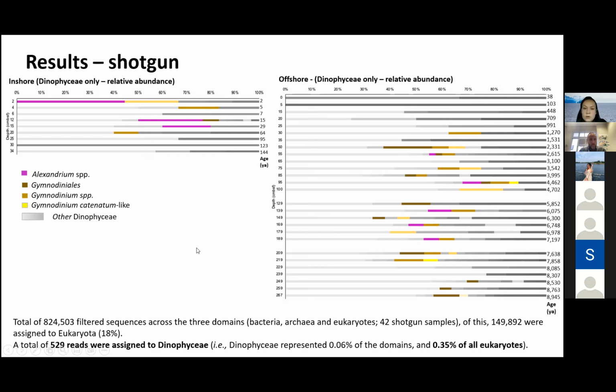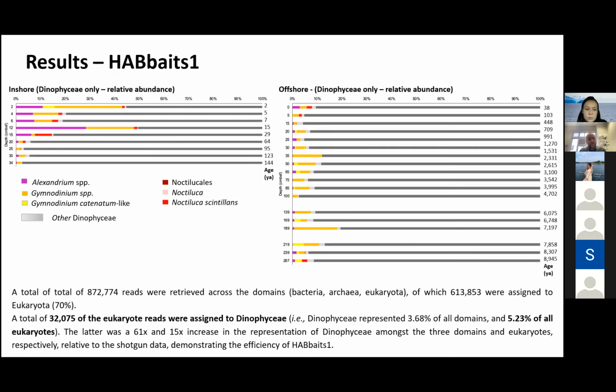When we then go to the hybridization capture results, we can see these ratios much improve. We have approximately the same output of sequences, but 32,000 sequences are now assigned to dinoflagellates, 5% of all eukaryotes. So we do get a significant increase in the efficiency of capturing the species that we're after.